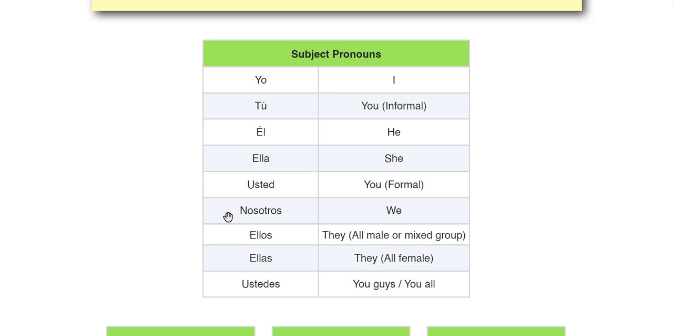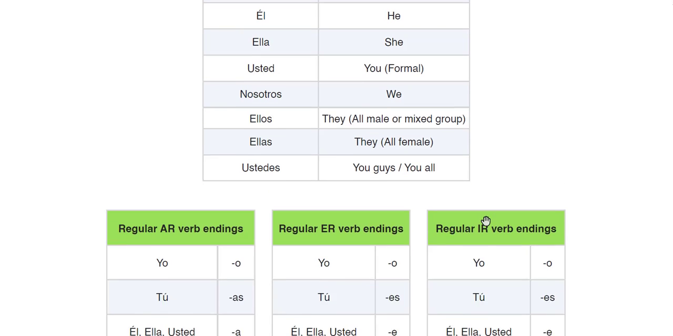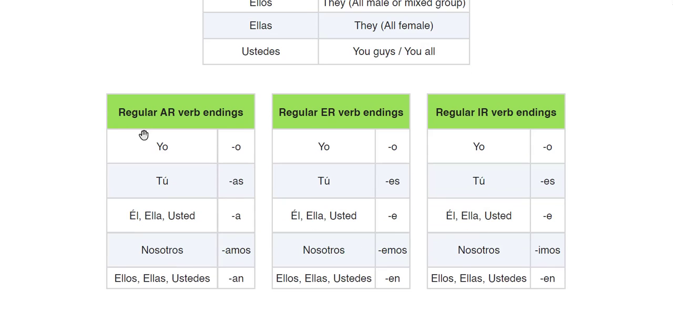Okay, nosotros. Nosotros means we. Okay, ellos means they when referring to either an all-male or a mixed group of people. Ellas means they when the group is all female. And ustedes means you guys or you all. Okay? All right, so once you have those mastered, we're going to move on. Right now, we're just going to keep this all in our short-term memory, but you do need to get these on flashcards and memorize them. So, okay, so here we go.